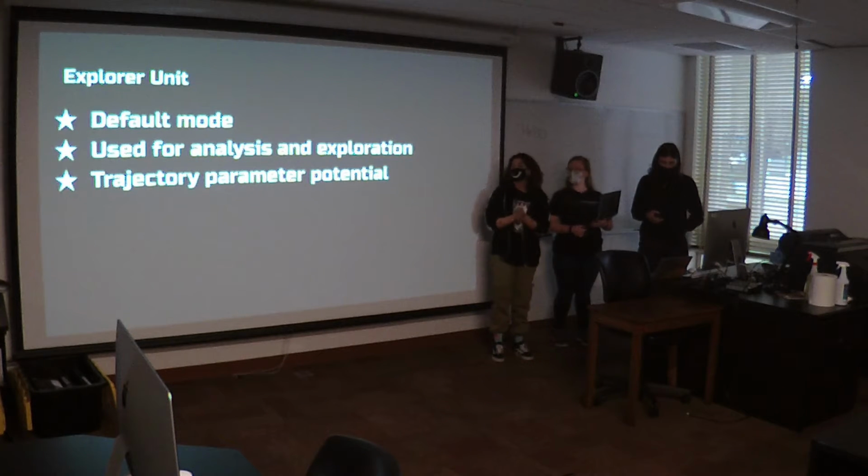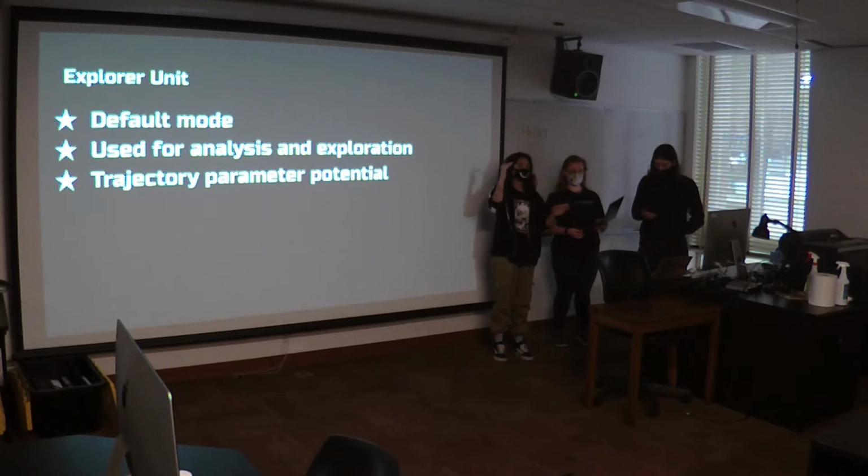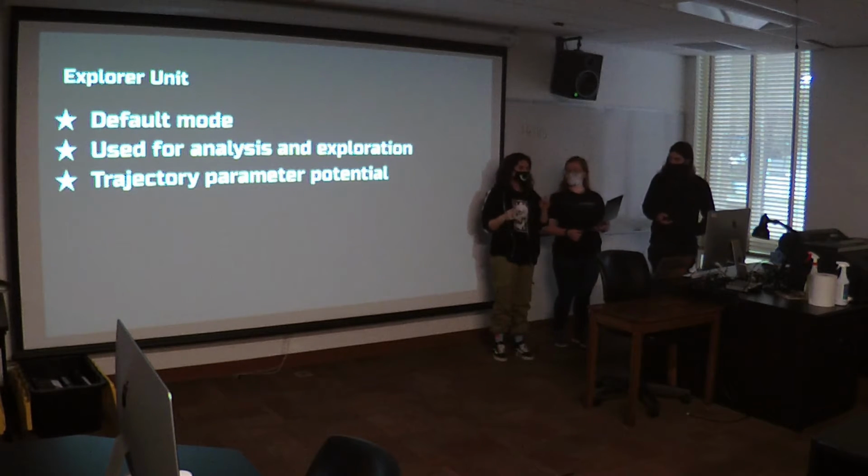So first we have the Explorer unit. This is the default mode. It's going to be the mode you're in automatically when you open AudioStellar. It's used for analysis and exploration. For this unit, you can just take the mouse and select individual samples. You can also hold down and slide your mouse through, and you'll be able to hear the samples you cross over. There's also a trajectory parameter, so you can create a trajectory, and whatever samples are within that trajectory, it'll play them in that order. It's similar to a sequencer, except it doesn't cycle through the way a sequencer would.